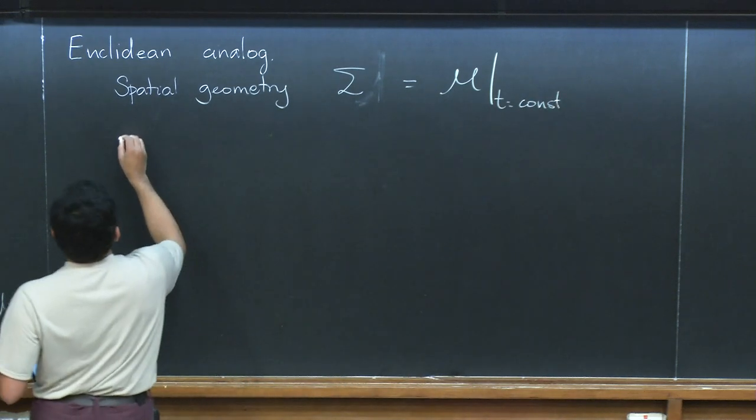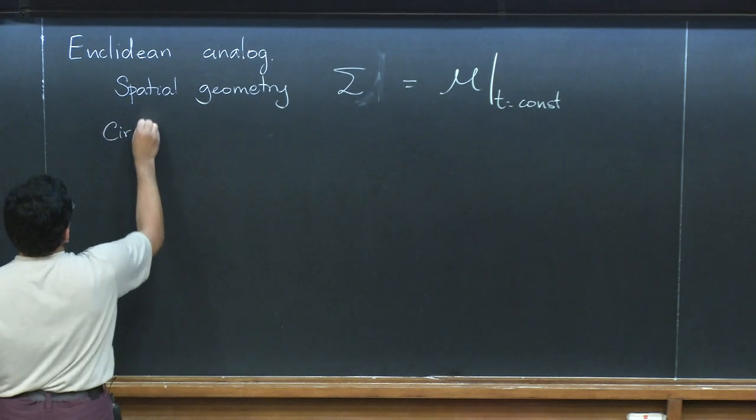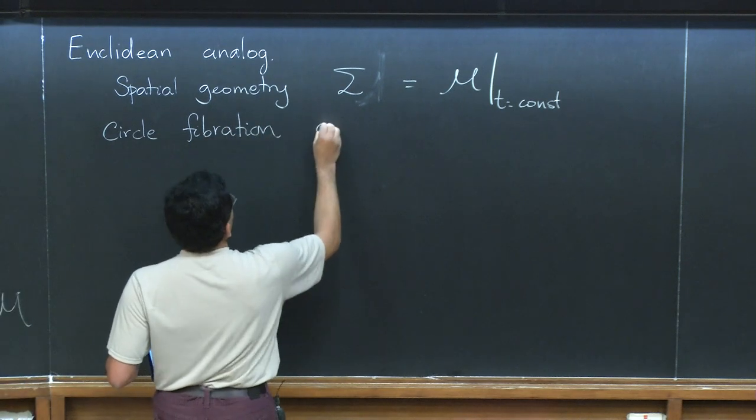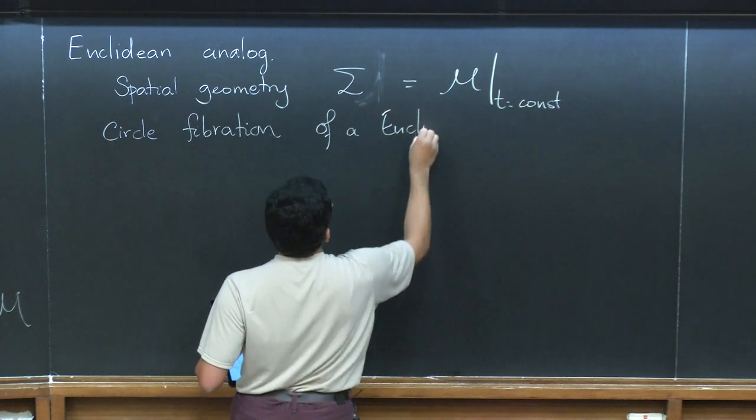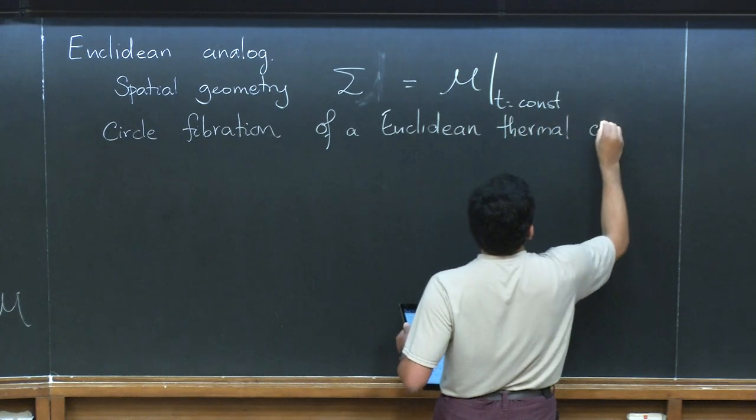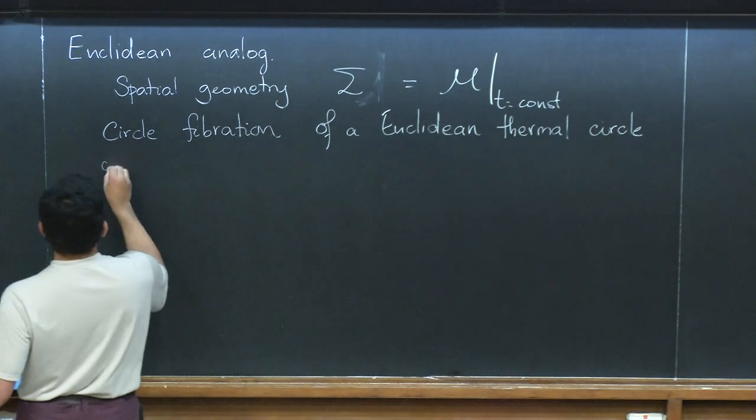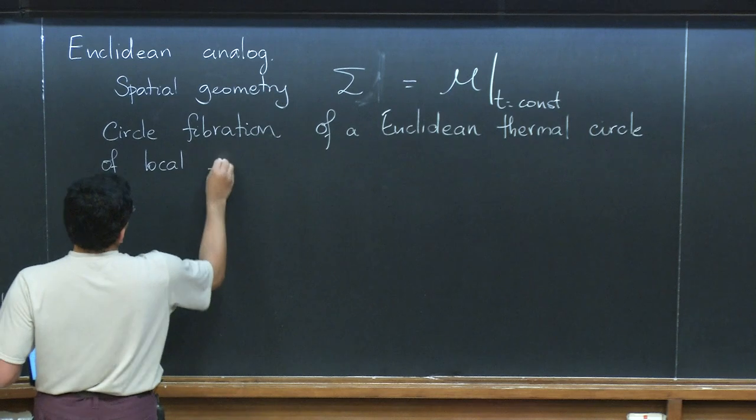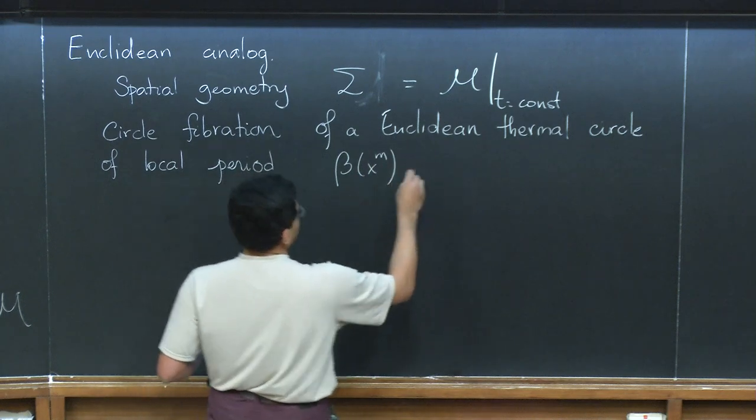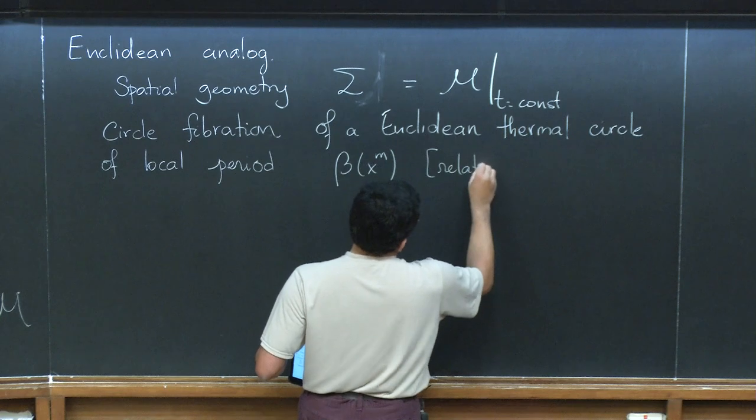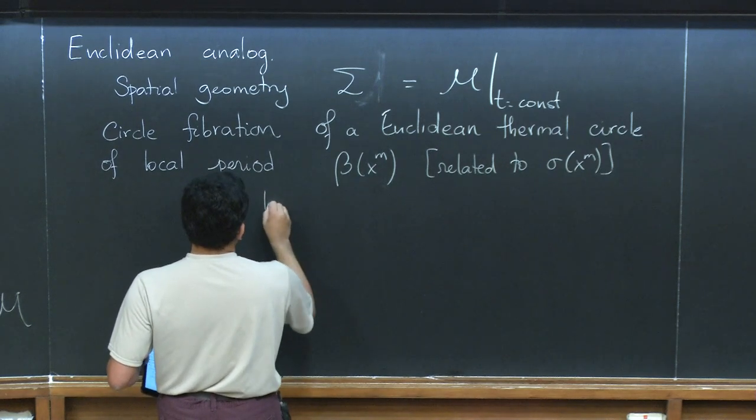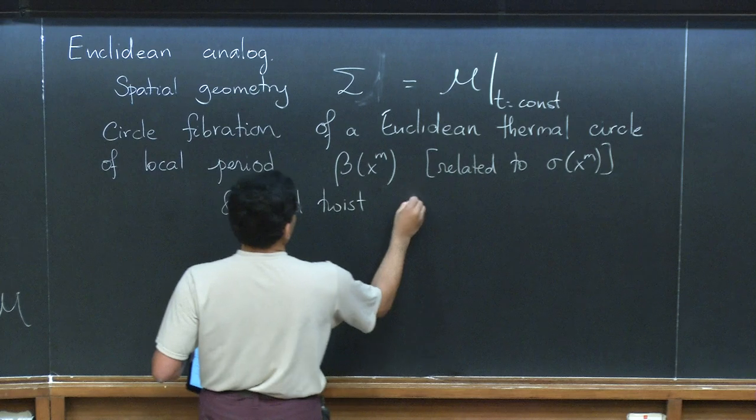And you can imagine that there is a circle fibration of a Euclidean thermal circle of local period beta of x^m, which is related to sigma and local twist given by A_i of x^m.